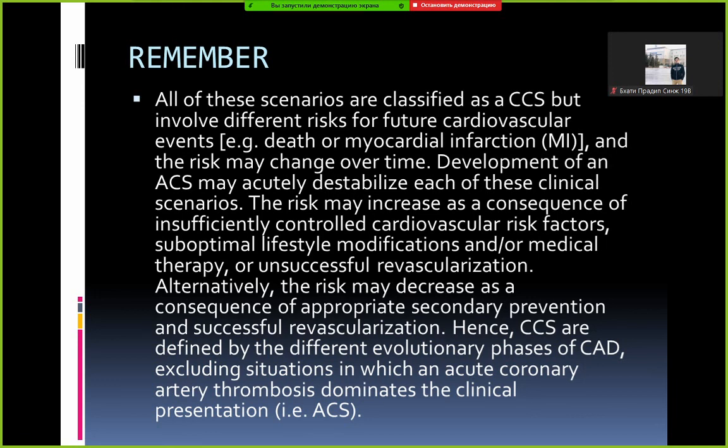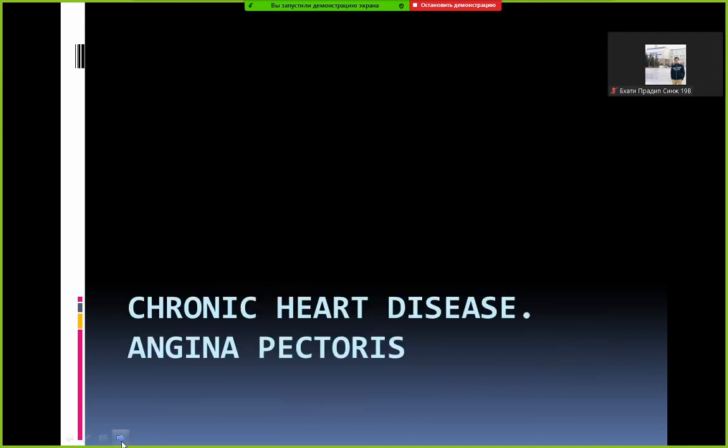Hence, chronic coronary syndromes are defined by the different evolutionary phases of chronic coronary artery disease, excluding situations in which an acute coronary artery thrombosis dominates the clinical presentation, for example, acute coronary syndrome. So first, we will talk about chronic coronary artery disease and about angina pectoris.